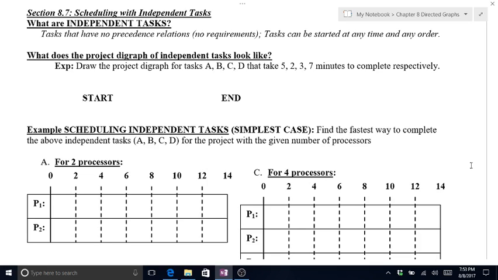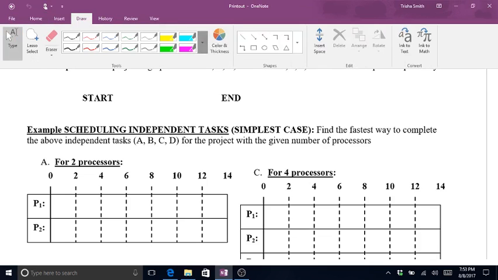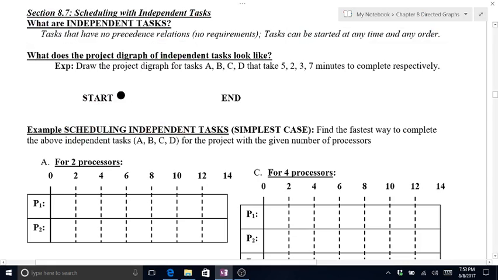These just have no precedent relations, so there's no requirements. Any one of these tasks can be started at any time in any order that you want to do them in. Okay? So, what does the actual project diagram of independent tasks look like? Example, draw a project diagram for tasks A, B, C, and D that takes 5, 2, 3, and 7 minutes to complete respectively. Okay, so all this means when your tasks are independent is, yes, you still have a start and an end point. So you've got a start and an end.